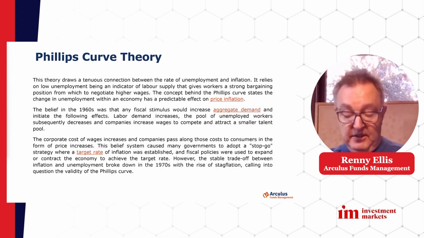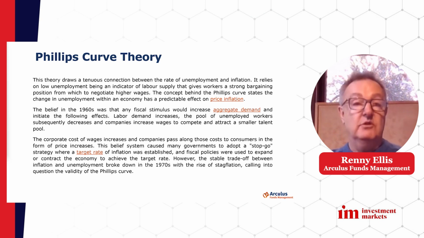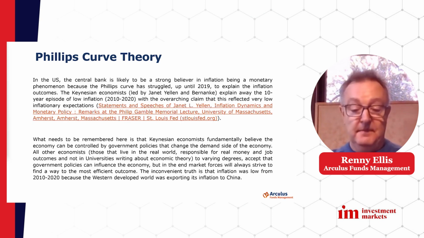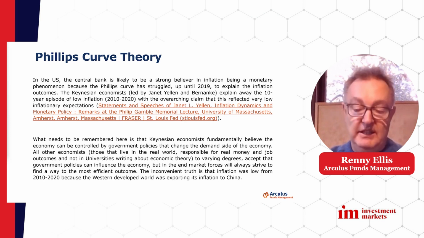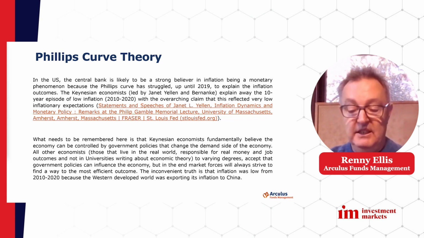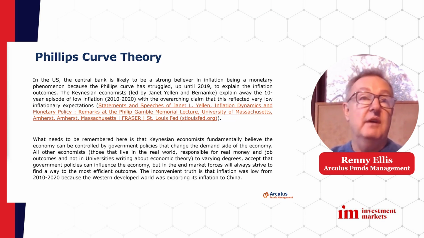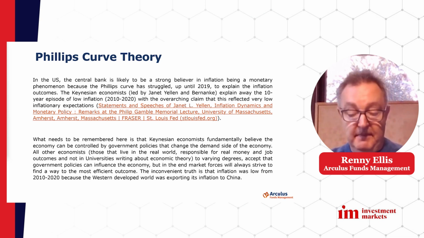In the US, the central bank has been a believer in inflation being a monetary phenomenon because Phillips curve theory has struggled to explain the inflation outcome. There is a strong relationship in the United States between the unemployment rate and wages growth, but a weak relationship between wages growth and the inflation outcome. Theoretically, this is due to the diverse nature of the US manufacturing sector and its access to private investment capital that has seen wages growth matched by increased labour productivity.